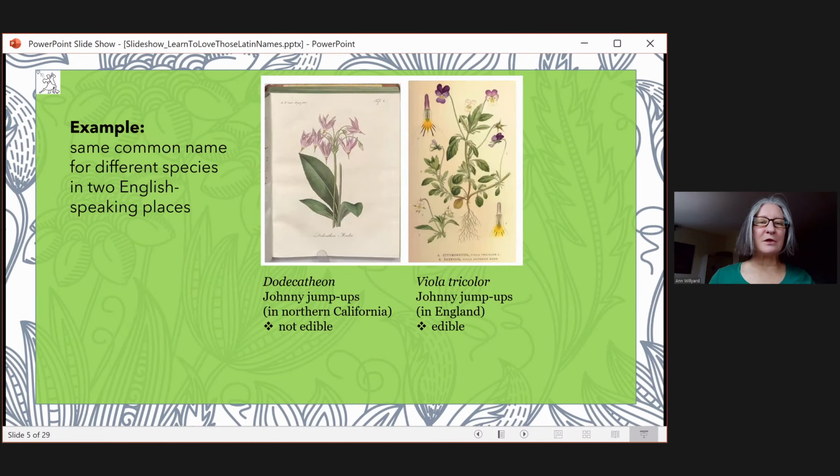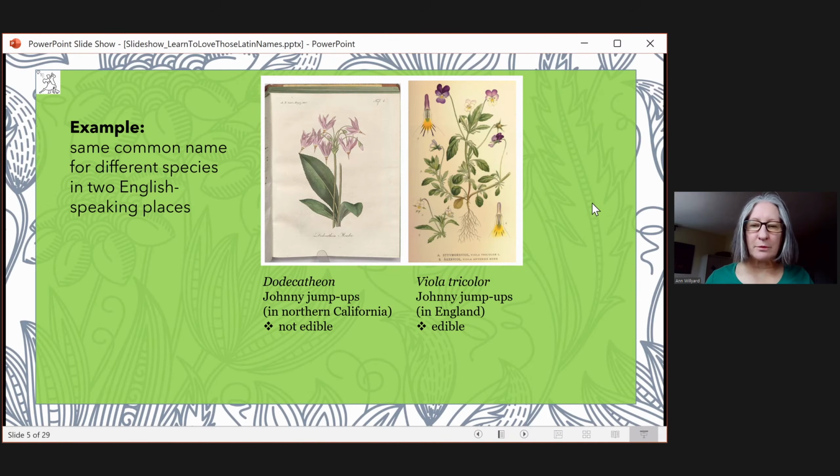So here's a couple examples. These are both from English-speaking places. I grew up in Northern California, and my father, who was a small-time cattle rancher, knew a common name of his choosing for every plant that he could recognize. He loved recognizing the plants. And these beautiful little, what he called Johnny jump-ups, are in Dodecatheon. They're not edible at all, but they are the first wildflower to bloom in the spring in that Mediterranean climate that comes in February. And so people ask, are the Johnny jump-ups up yet?